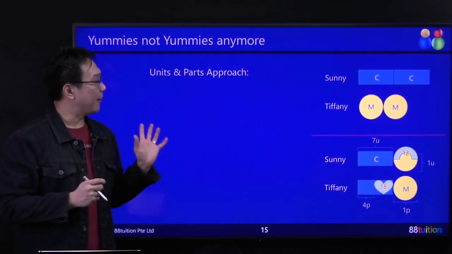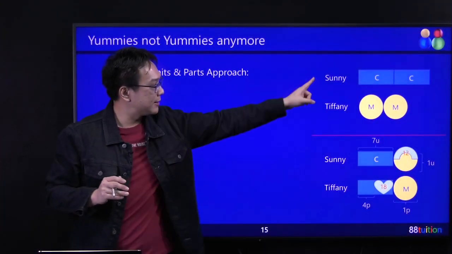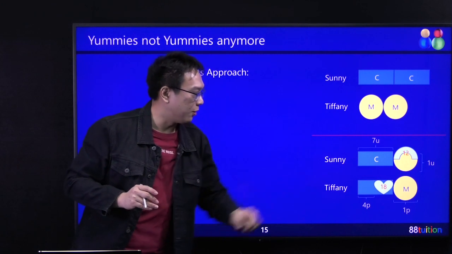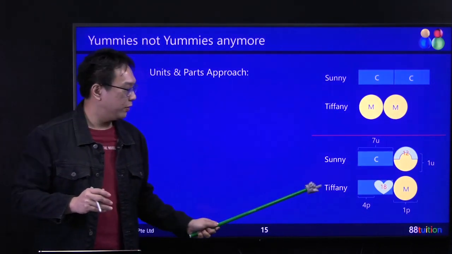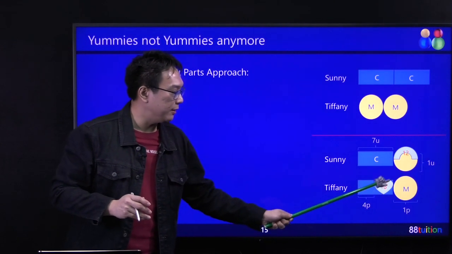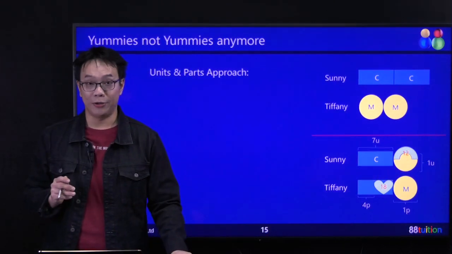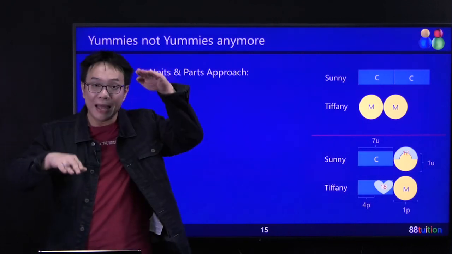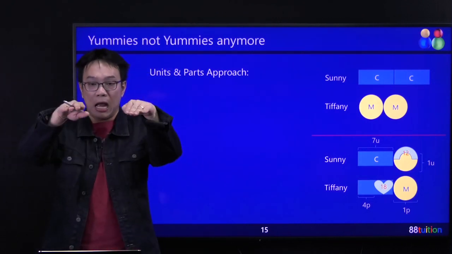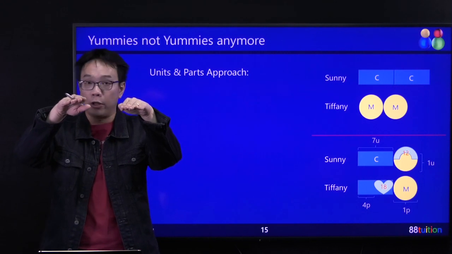So down here, the units and parts approach. Same thing, you know the story. Alright, Sunny, Tiffany. Sunny got 1 rectangular block, got 1 circular block, down here minus 12. Tiffany got 1 rectangular block, down here minus 18, got 1 circular unit. Is that okay? So now, what do we do? We know that they are at different levels, right? So you cannot say that they are at the same level. So just compare, cannot. So how?